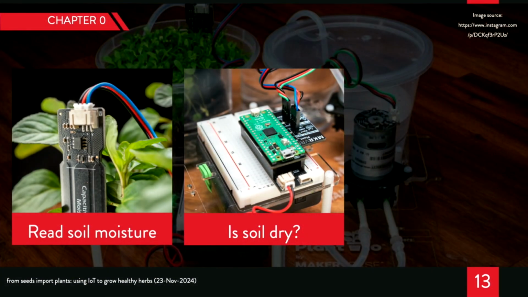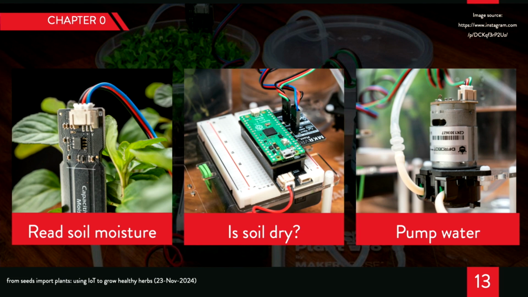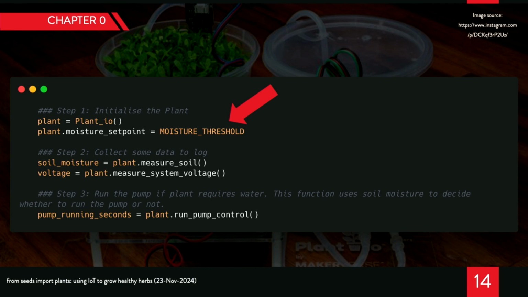So at least from a systems perspective, we read the soil moisture, we input that data into an algorithm, and we ask, is the soil dry? If it is, we activate our pump to pump water into our plants, creating a feedback loop. Oh, actually, that's not too bad. I wasn't sure how that was going to come out on the screen.